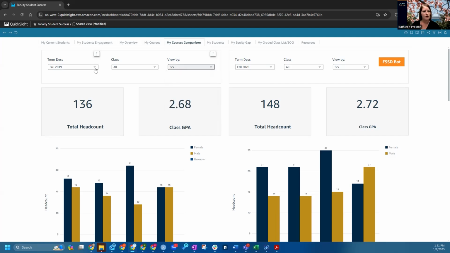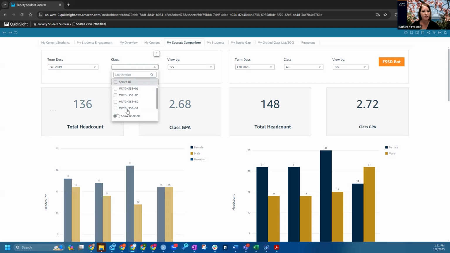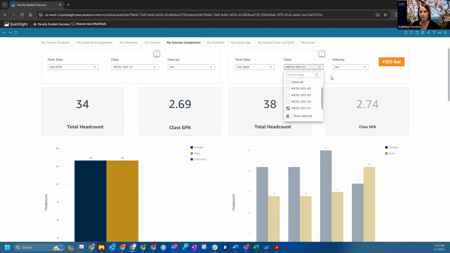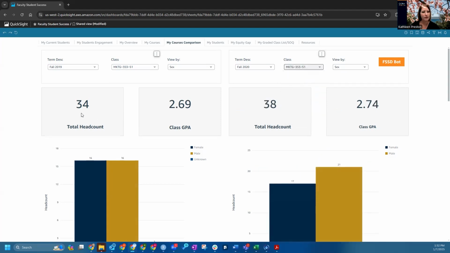So here I've chosen to compare fall of 2019 to fall of 2020, and we're comparing all sections, but I could have selected just one section to compare to. So if we selected just section 51, we can see specifically that we had 34 students in fall of 2019, and in fall of 2020, we had 38 students. And the course GPA was 2.69 in the fall of 2019, and then rose to 2.74 in the fall of 2020. And currently this is both broken down by sex.